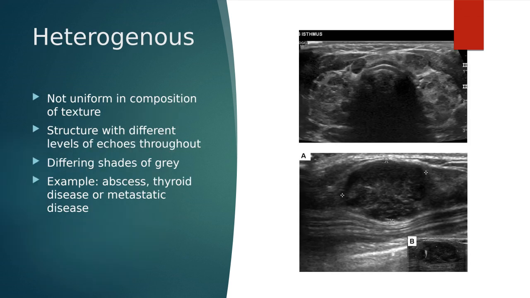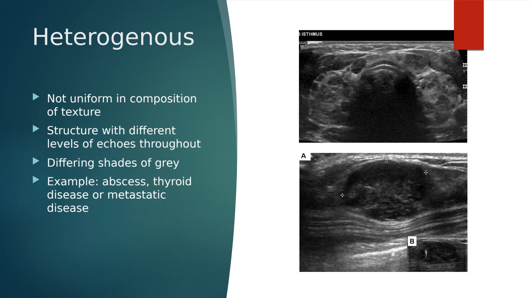The opposite of homogeneous, we have heterogeneous. So now hetero is meaning it's not going to be the same throughout. So we're getting different levels of gray, different echogenicities, different textures in this finding. Examples of this are going to be when our thyroid has some sort of disease or pathology. Abscess formations in the body have all different types of composition, so they're going to be considered heterogeneous, and any sort of metastatic disease or spread is typically going to be heterogeneous as well.